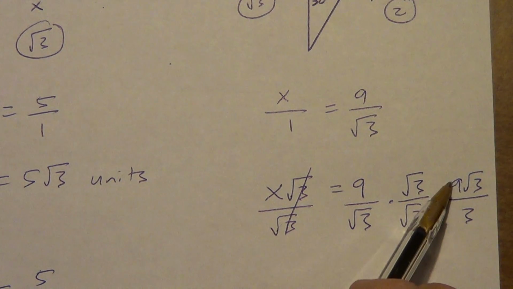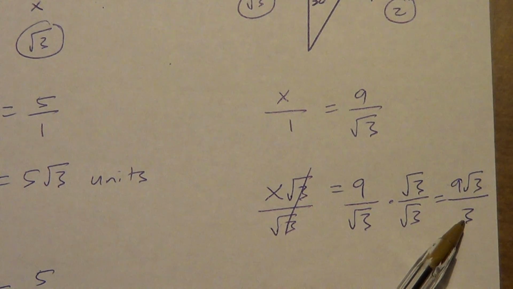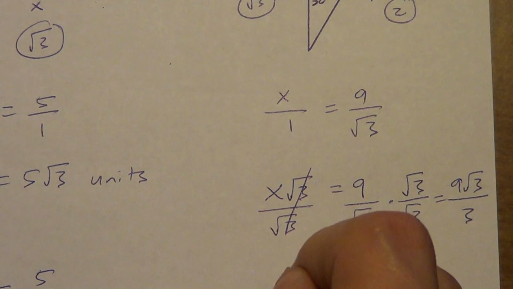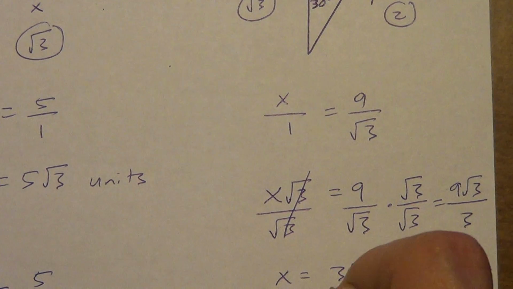Now I'm going to look to reduce. I can reduce this number outside with this number down here. Cannot reduce that because it's under the root. 9 and 3 are both divisible by 3, so x equals 3 root 3 over 1.